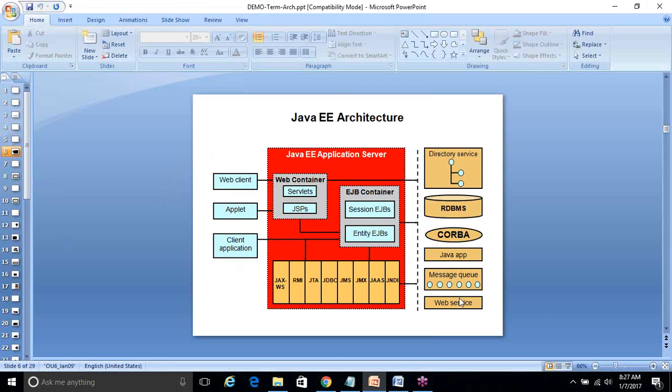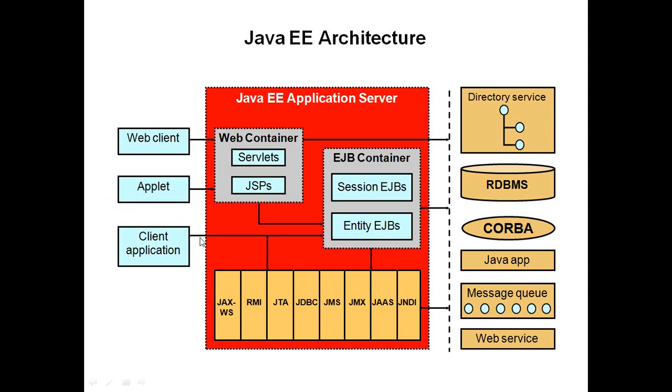So here is a high-level architecture of an application server from Enterprise Edition. It's not a JBoss, WebLogic or WebSphere architecture. It's an Enterprise Edition application server architecture. Every application server would follow this pattern. Towards the left side, you have clients. Clients can be of different types: you have a web client, an applet, and a client application.